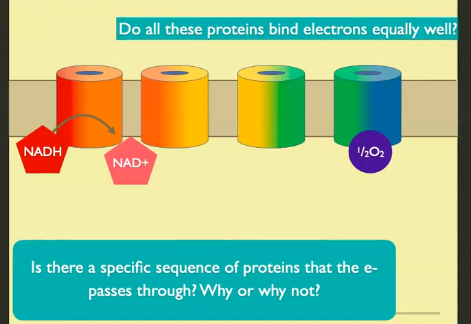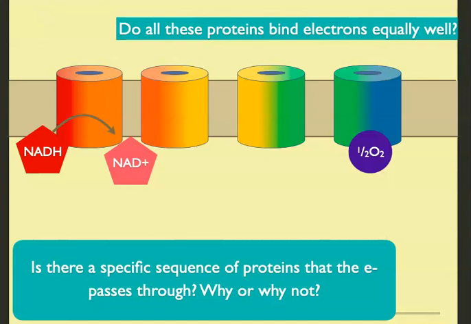Now I'll take a moment to describe this diagram here. We have the proteins in the electron transport chain. The first one on the left is complex 1, which binds NADH and then releases NAD+. Then we see the second protein complex, the third, and the fourth, finally. And finally, also we see the half O2, which is going to be the final electron acceptor. It receives the electron after it's passed all the way through the electron transport chain.